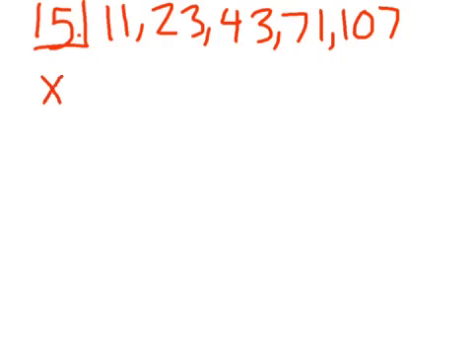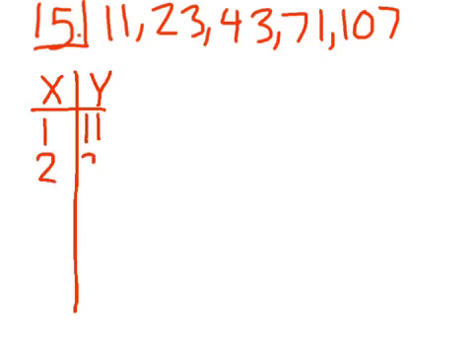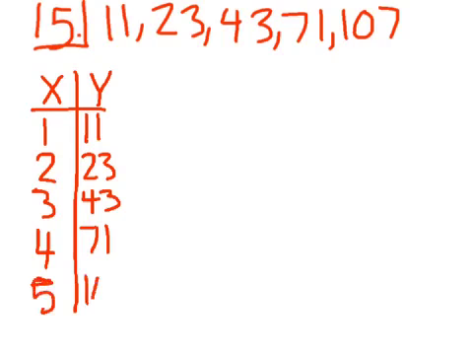Okay, so for this problem, first thing we want to do is make our table. Did you guys do that? So 1 and 11, 2 and 23, 3 and 43, 4 and 71, and 5, and 107. Okay, next thing we want to do, we're branching out the first time. We need to find the difference between our y values.